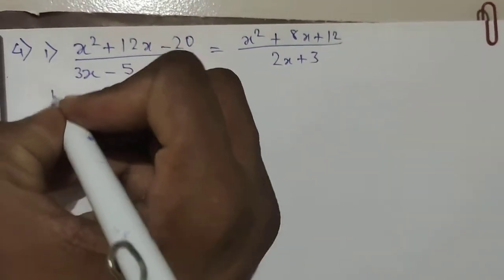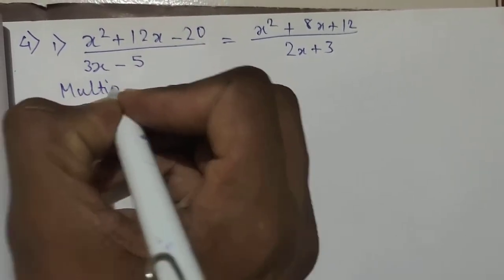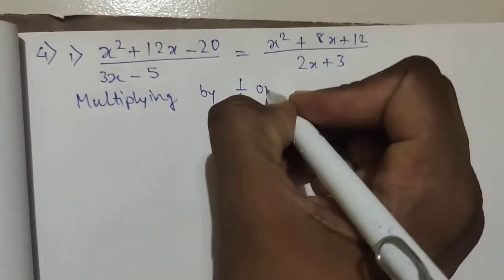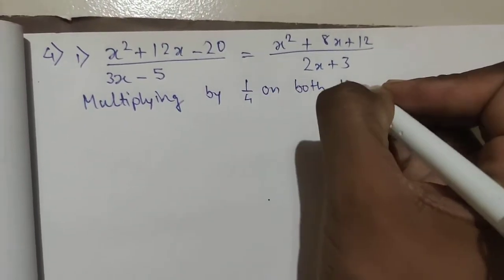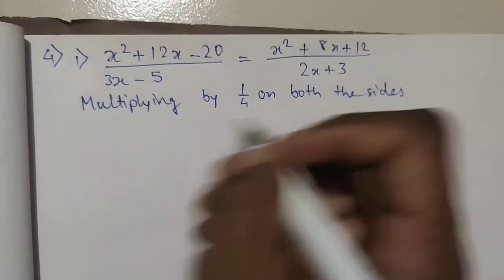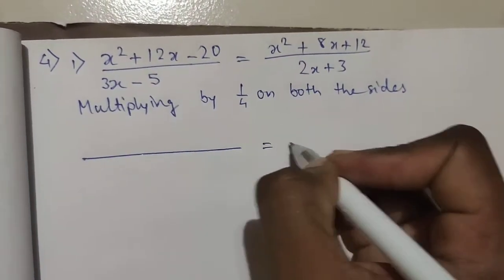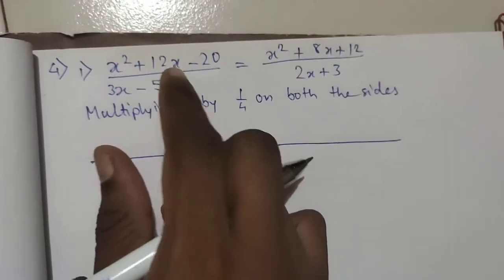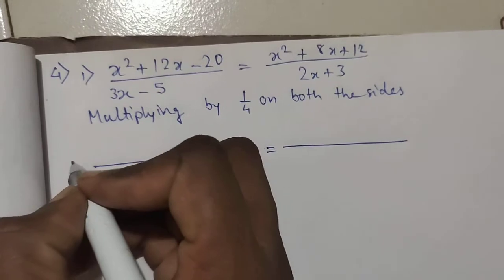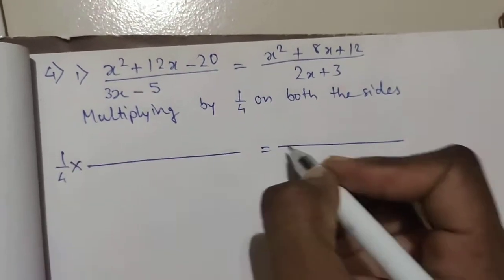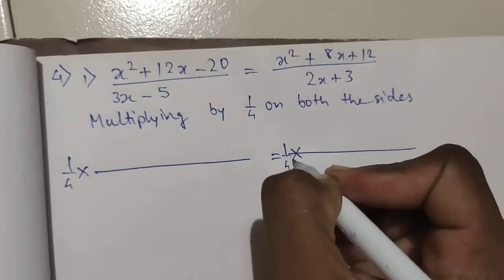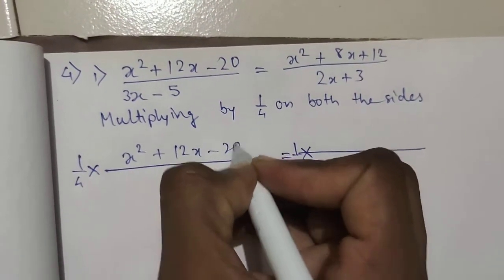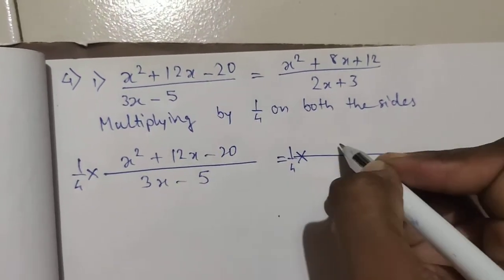Okay, so multiplying by 1 upon 4 on both the sides. Okay, so if you multiply by 1 upon 4, 1 upon 4 means what? You are going to multiply your numerator by 1 and denominator by 4. So that is what we are going to do. Okay, on both the sides. So multiplying by 1 upon 4 on both the sides, remaining things will be as it is.